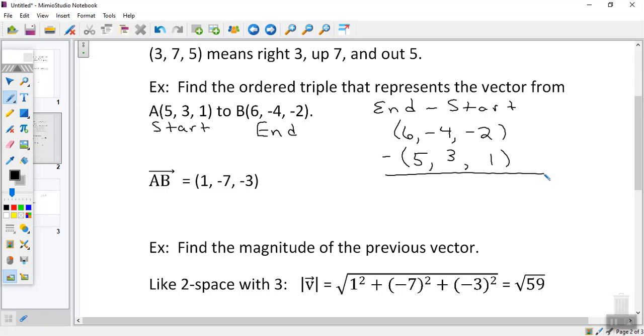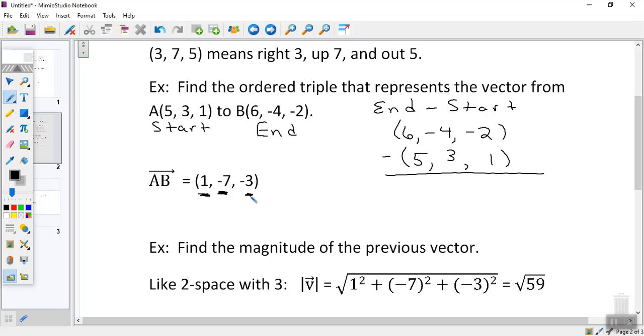Yeah, a vector that represents that right there from the start to the end would be, what is 6 minus 5, kids? 1. Okay, what's negative 4 minus 3 more? Are we good on the second part of this? Yeah. Okay, and then how about negative 2 minus 1? Okay, so this means from start to end right here, you go right 1, down how much? 7. And then when I go out negative 3 or back negative 3? Back. Okay, makes sense, yeah?